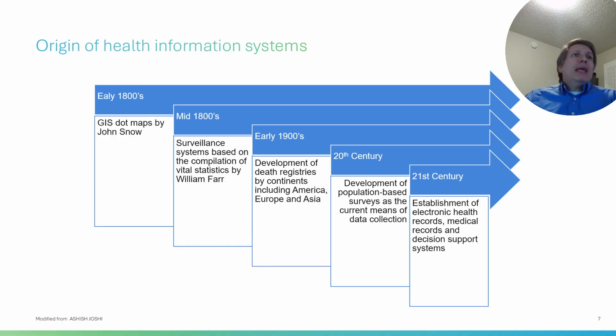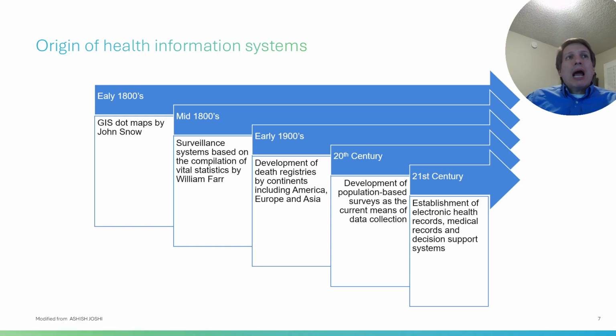In the mid 1800s, we started having surveillance systems based on vital statistics. And that's what has evolved to the International Classification of Diseases, or the ICD-11, that is the current version, or the ICD-10, that is the one that is implemented in the United States.